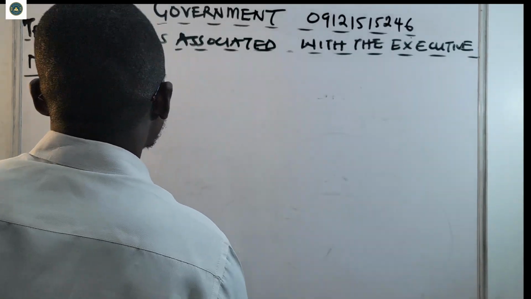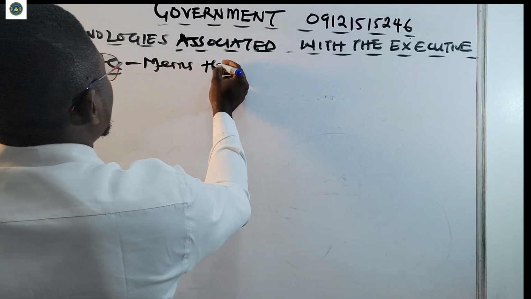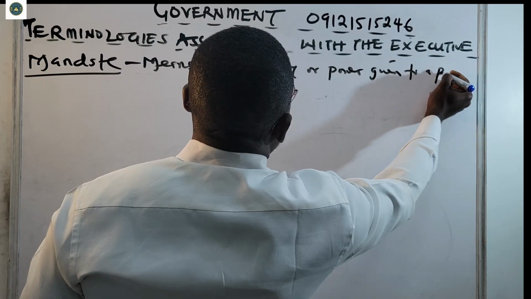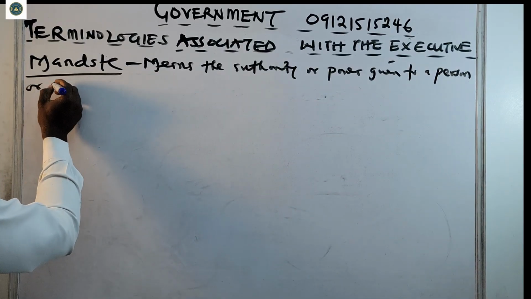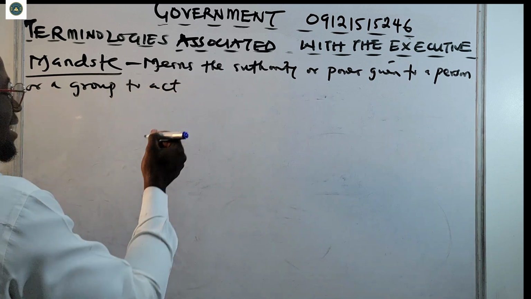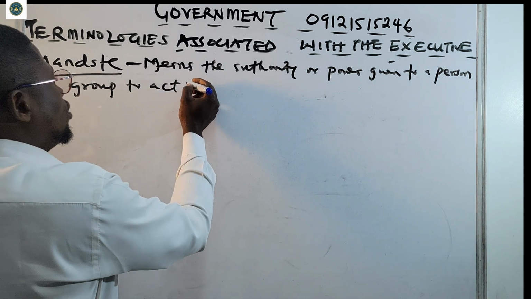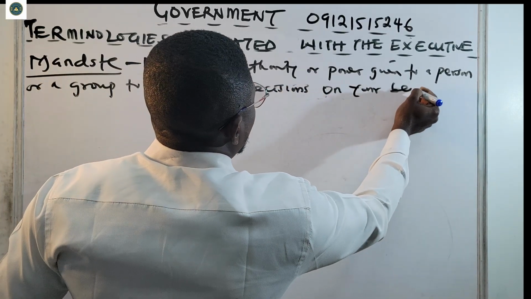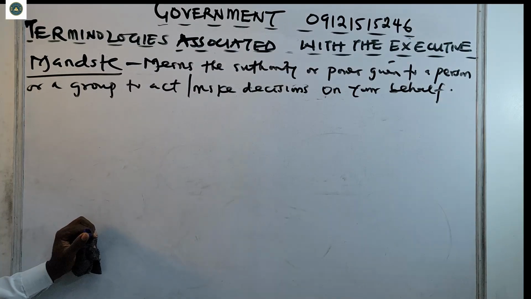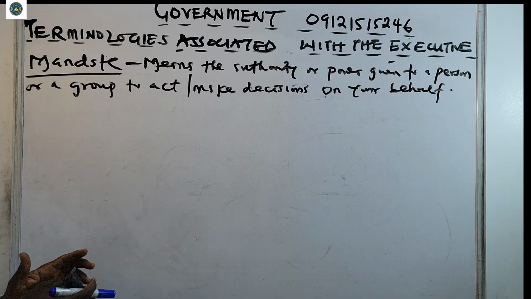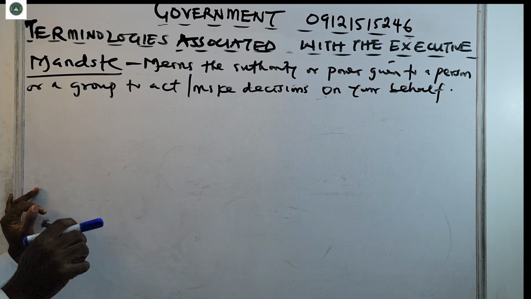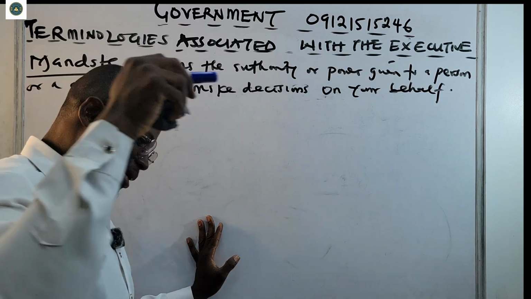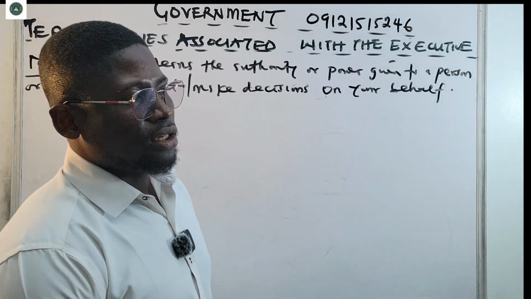So we say mandate means the authority or power given to a person or a group to act or make decisions on your behalf. Usually this happens after an election. So that is mandate: the authority or power given to a person or a group to act or make decisions on behalf of others. You give the person your mandate. You vote for him: go and represent us. All right. So that is what mandate is.